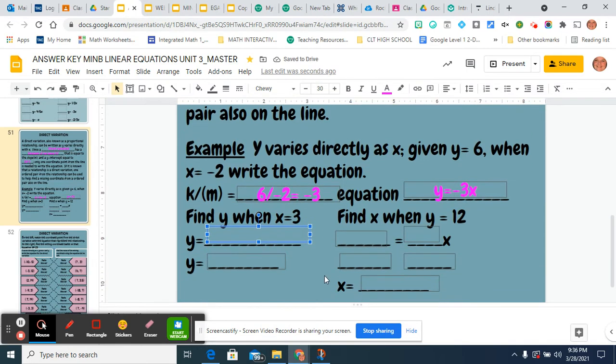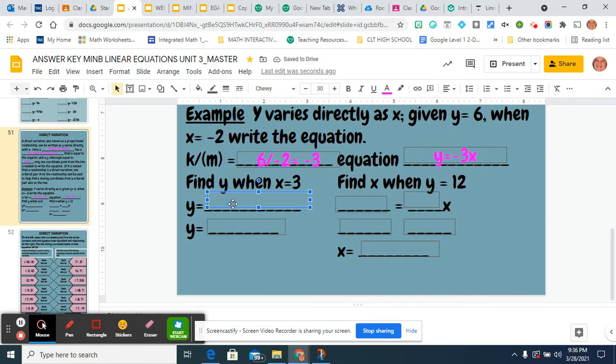So find y when x equals 3. So we know that y equals -3x. They're asking us to find y. Oh, find y when x equals 3. So over here, we're going to go back. Messed up just a little bit. So find y when x equals 3.